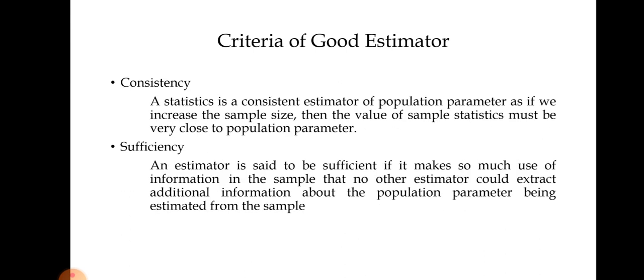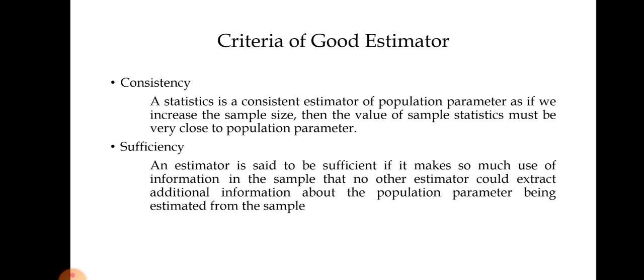Consistency. A statistic is a consistent estimator of a population parameter if, as we increase the sample size, the value of the sample statistic is very close to the population parameter. Because while we do any study in management, what we consider is that if we increase the size of a population, the standard error will decrease. As we increase the size, the curve tends to become normal. So when the sample size increases, it gives us consistent results.